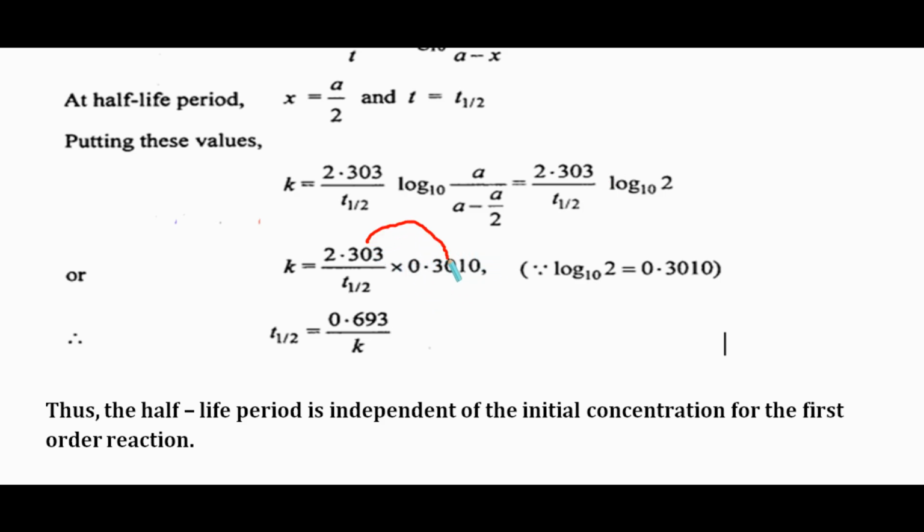Now on multiplying this, we get 0.693, and on transposing t half this side and k this side, we get t half equal to 0.693 upon k. Thus, the half-life period is independent of the initial concentration for first order reaction.